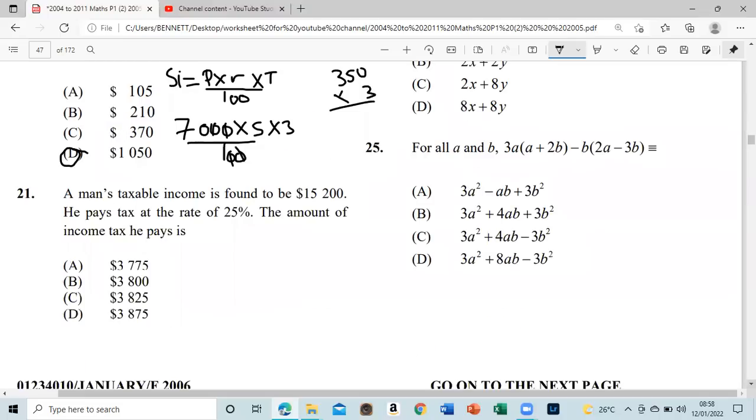A man's taxable income is found to be 15,200. He pays tax at the rate of 25%. The amount of income tax he pays is... All right, so we can just divide this by 4. 25% is the same thing as dividing by 4. So let's see what we can do. We can work it out nice and easy.